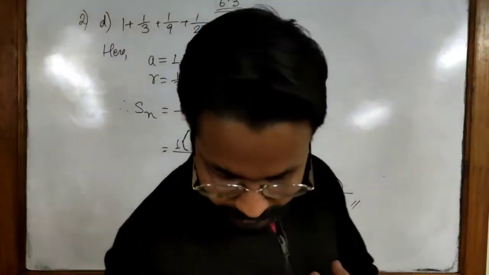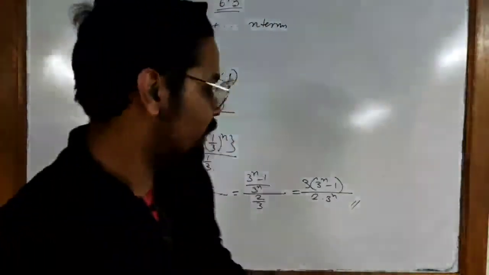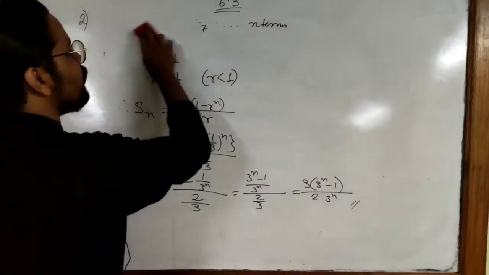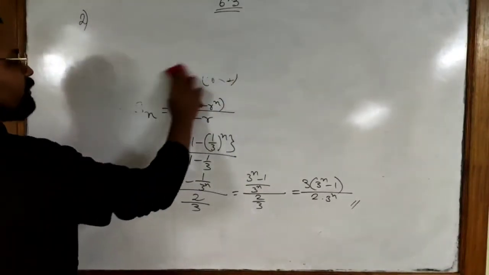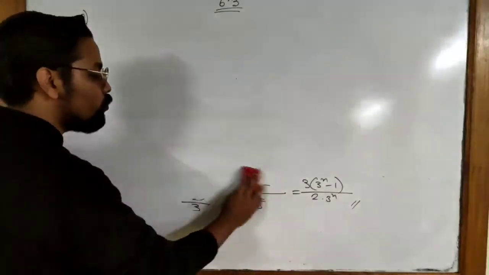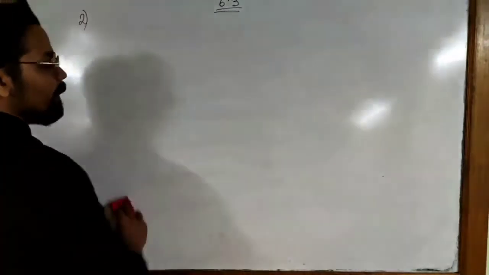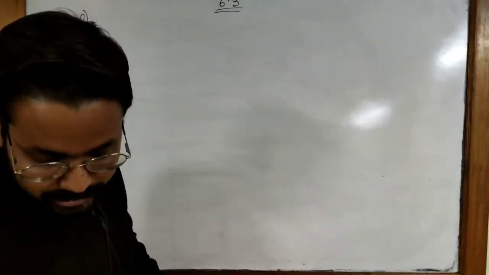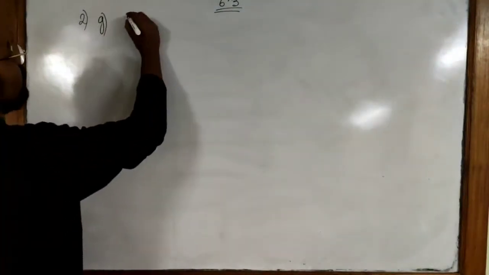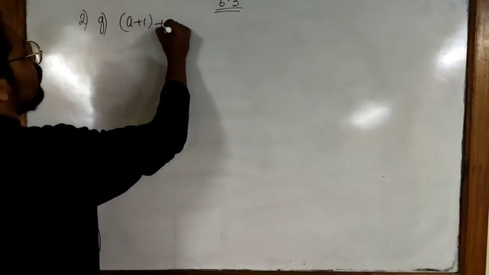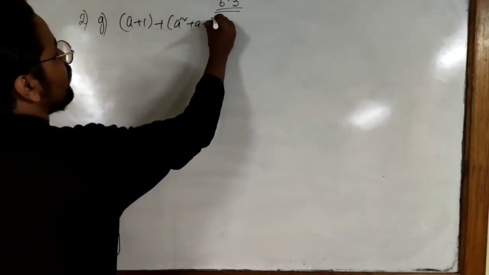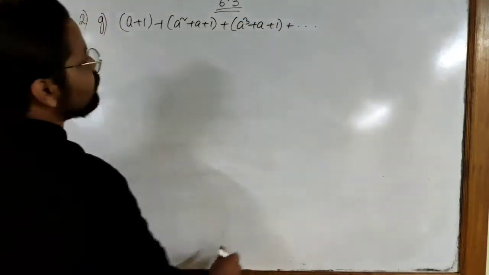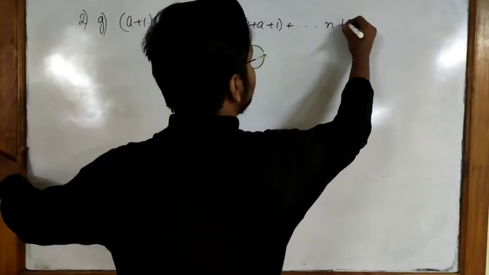Now let's move on to an even different one, question number G. That is a little bit different, because here we have to use a formula. We have to know some formulae in order to get to this, and we have to think differently in case of question number G. So what is given here is a plus 1, a square plus a plus 1, a cube plus a square plus a plus 1, and so on up to n terms.